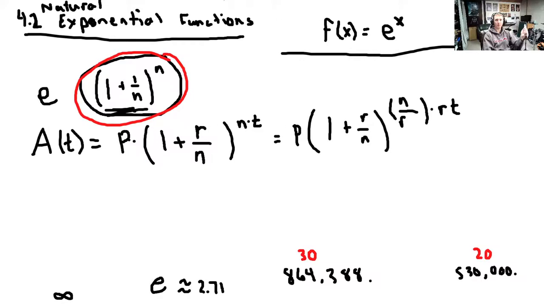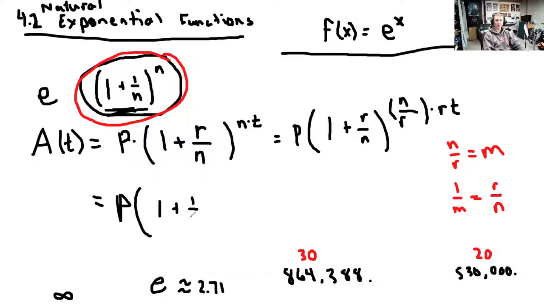But now, take a look at what we've got here. R over n, n over r. Those are really close to each other, aren't they? They're reciprocals. So let's just call n over r equal to some number m. Then 1 over m is equal to r over n. So now let's rewrite our formula in terms of m. P times 1 plus 1 over m to the nth power times rt. Let's remember, though, our powers of exponents. We can write that like this.